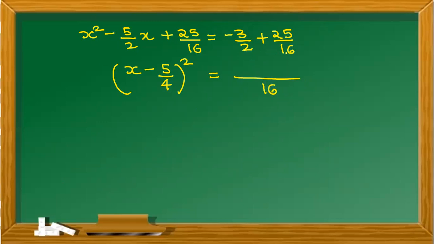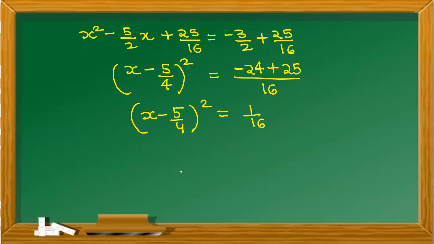And on the right hand side, if we take the LCM of 2 and 16, it is 16. So 2 times 8 is 16. 8 times minus 3, that is minus 24. 16 times 1 is 16 and 1 times 25, that is 25. So this becomes x minus 5 over 4 whole square is equal to, what is that? It is 1 over 16.